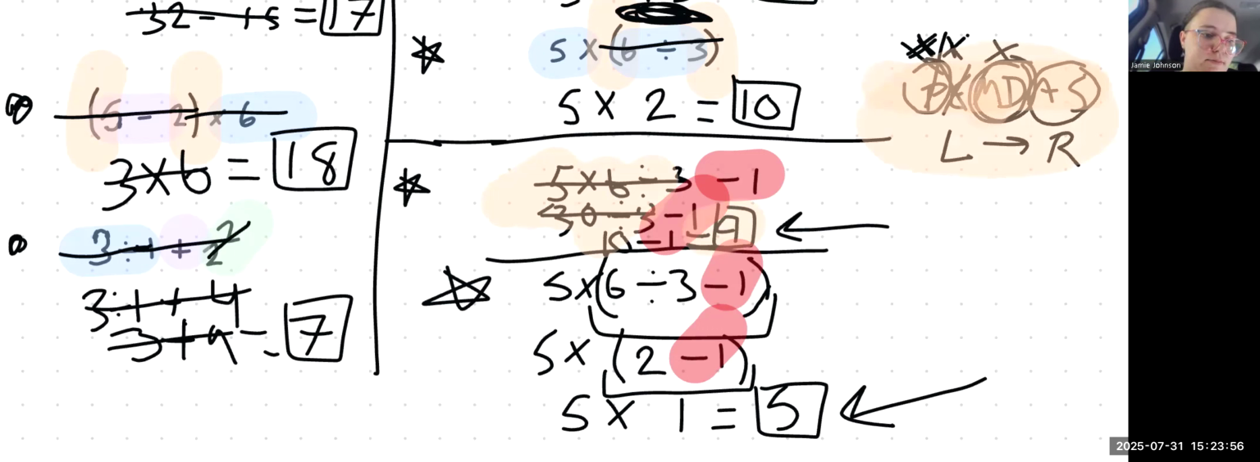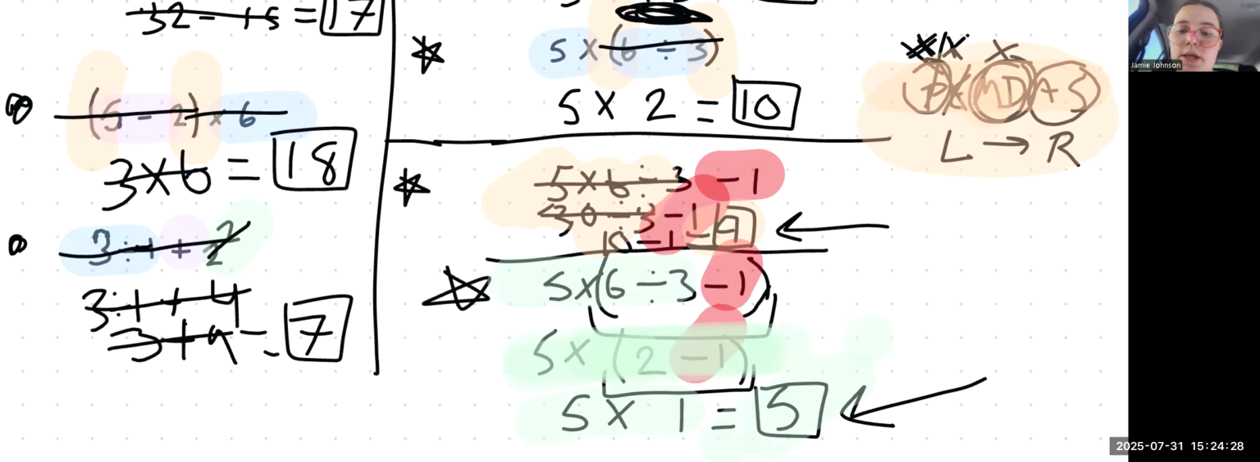Now, on this one down here, we ended up doing our subtraction of that 1 in the red second down here. And what that did is it changed when we multiplied because of that parentheses. And that gave us a totally different answer. It gave us 5 instead of 9.